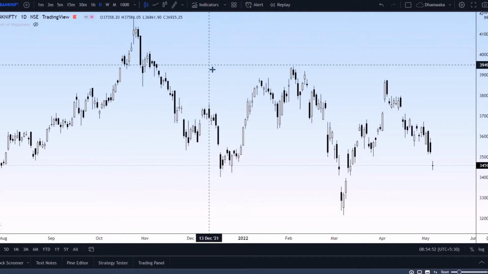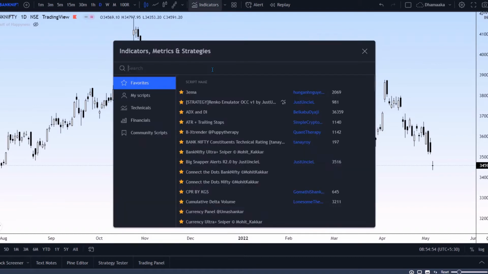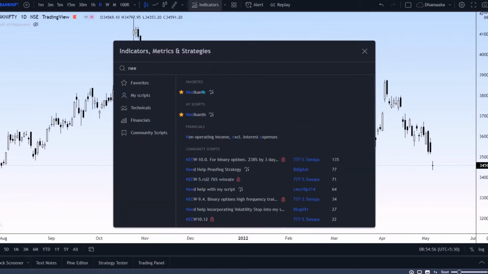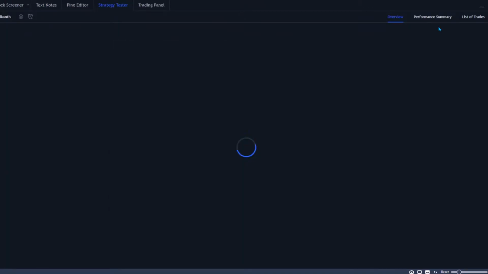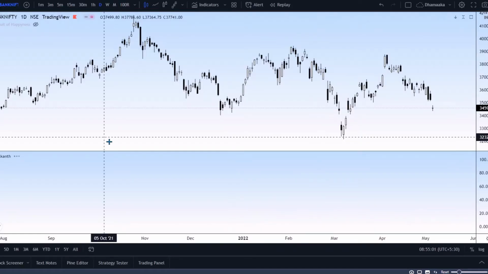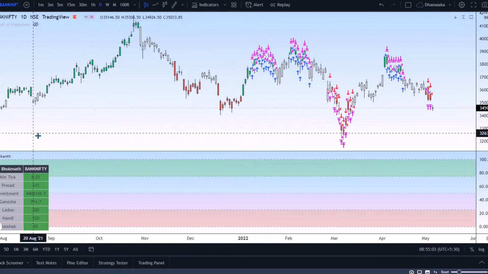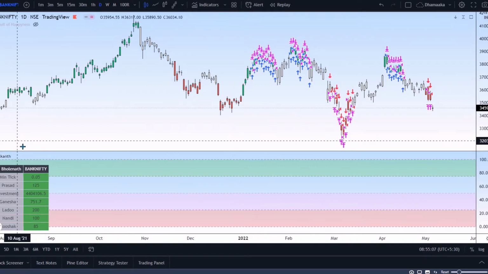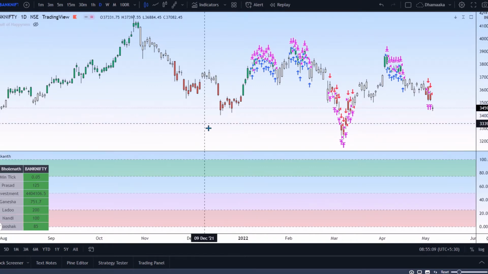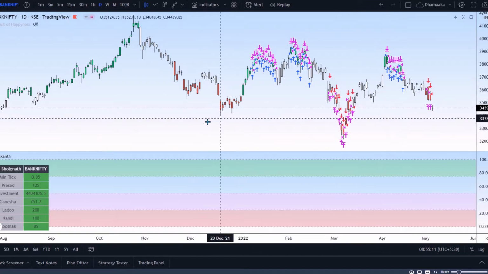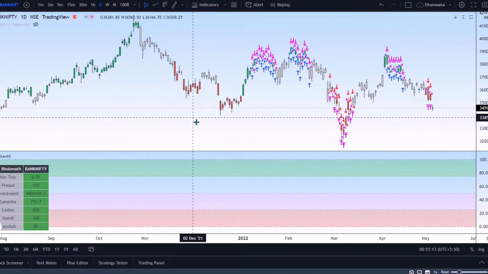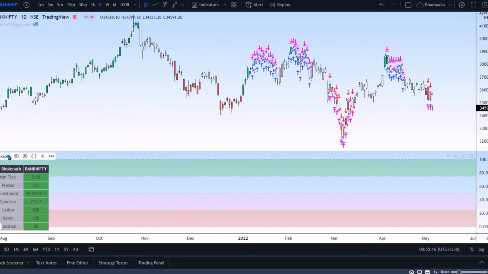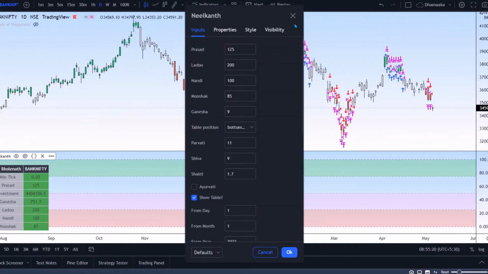I have named this strategy Neelkanth. It is inspired by Hindu god names, and the basic principle of this strategy is trend following and momentum. First we'll take an example of Bank Nifty, and then we'll see some stocks, Nifty, gold, silver, everything.